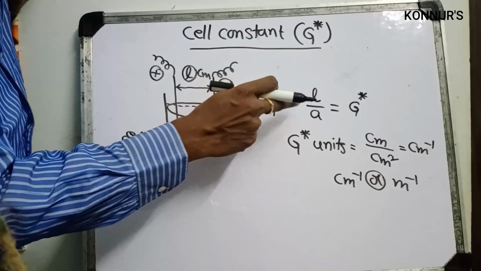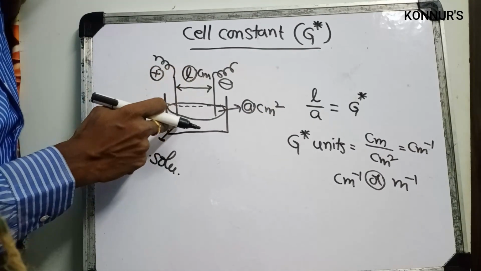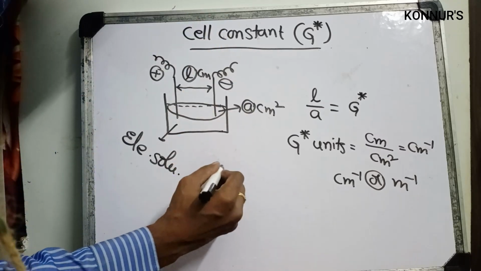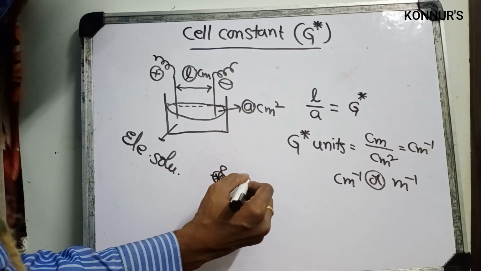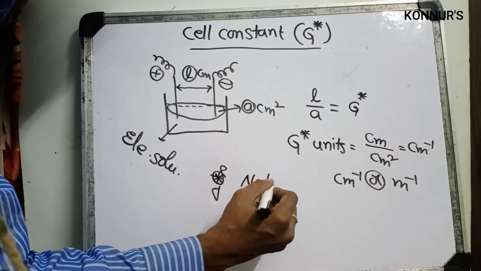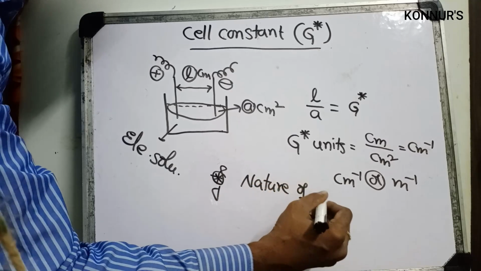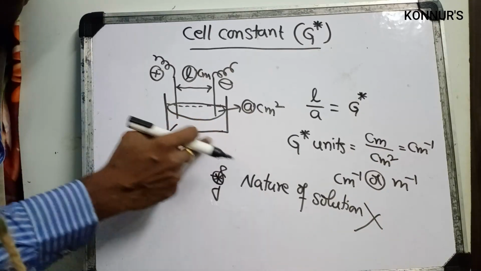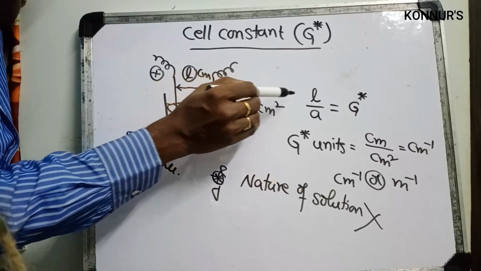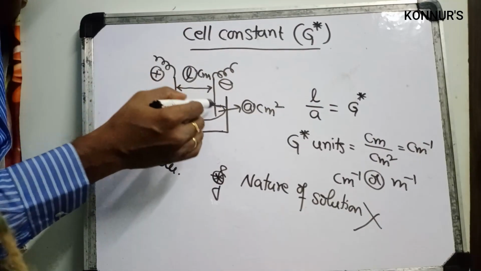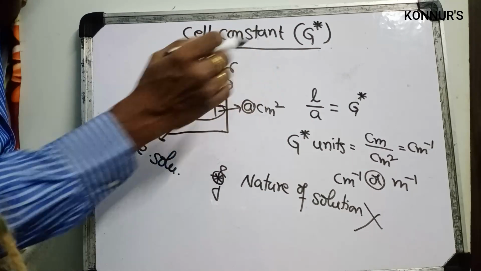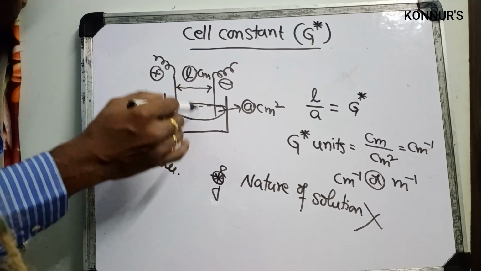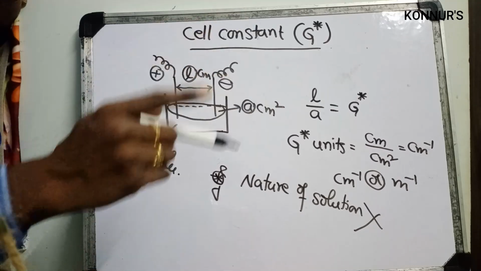See, the cell constant depends only on the L value and the A value. It never depends on the nature of the solution. So whatever solution you take in the electrolytic cell, it is not dependent on it. You must remember it is dependent only on L and A. If L changes or A changes, then only the cell constant changes. Suppose you take concentrated H2SO4 and replace it with HNO3, the cell constant never changes. Remember this.